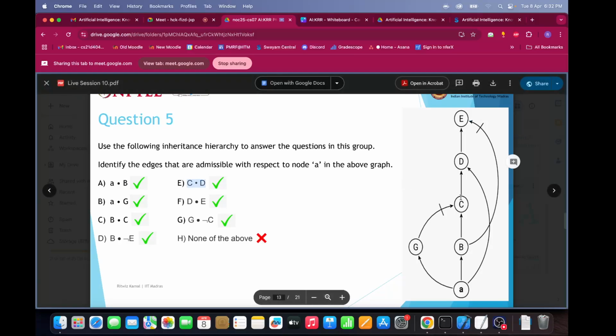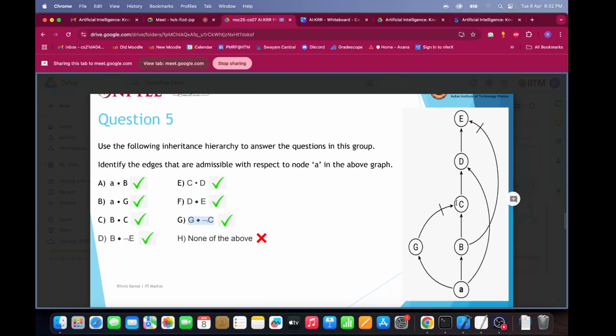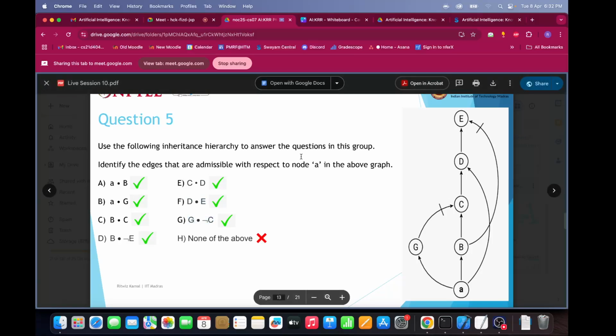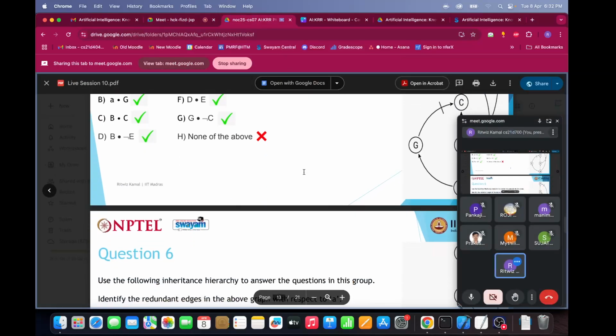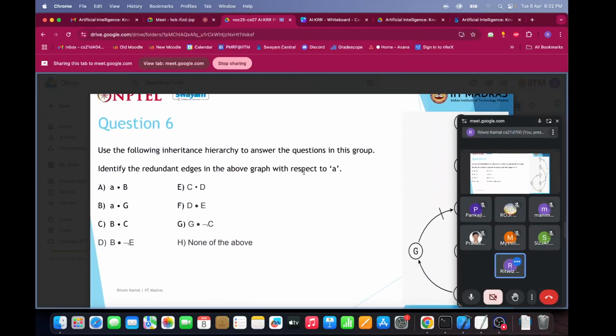C to D, again a simple edge and all admissible. D to E, again a simple edge and admissible. And finally G to not C, negative edge but admissible. I hope this was clear. Should we move on to the next question? Okay, thanks for confirming. Let's move on to question 6 then.